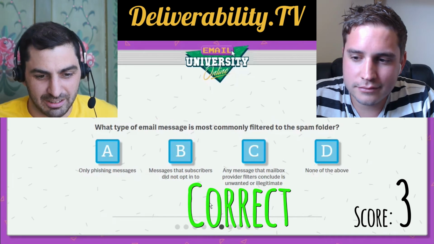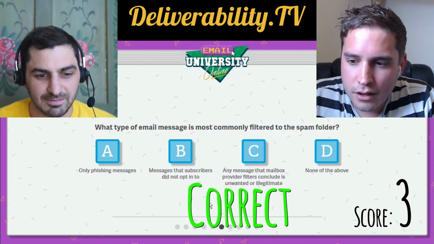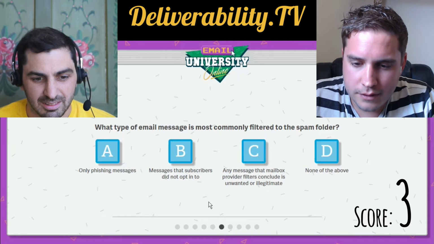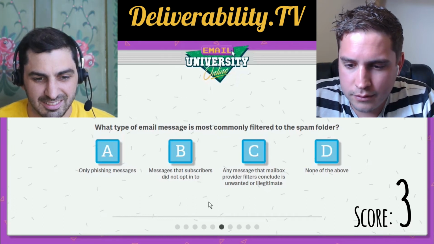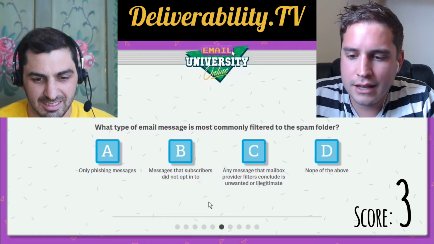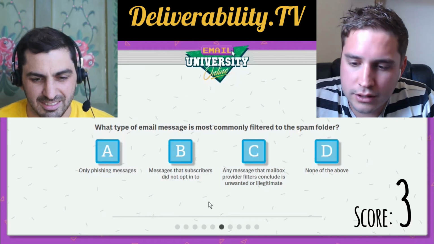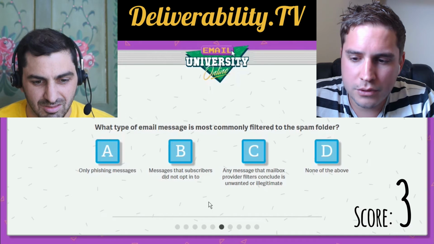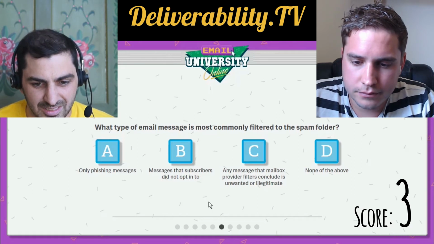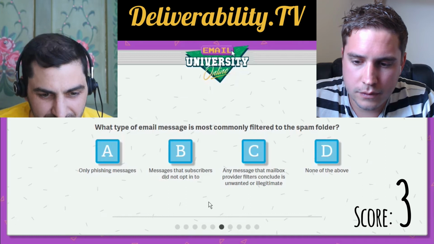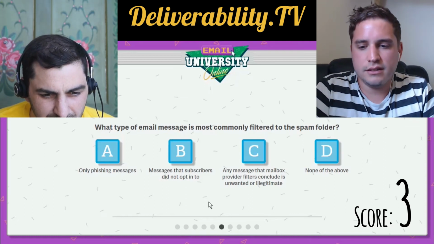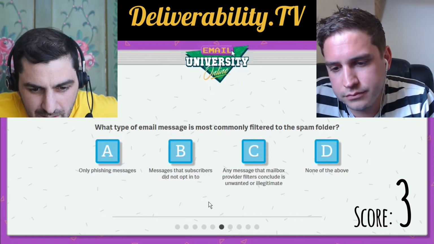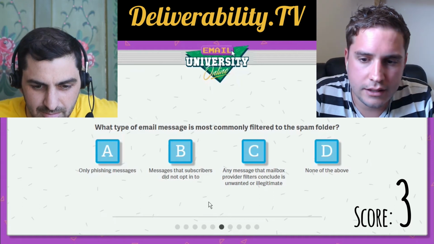Yeah. Here we go. So your question: what type of email message is most commonly filtered to the spam folder? A. Only phishing messages. B. Messages that subscribers did not opt into. C. Any message that mailbox provider filters conclude is unwanted or illegitimate. Or D. None of the above. The most commonly filtered to the spam folder. I would say C. Yeah, I would say C.